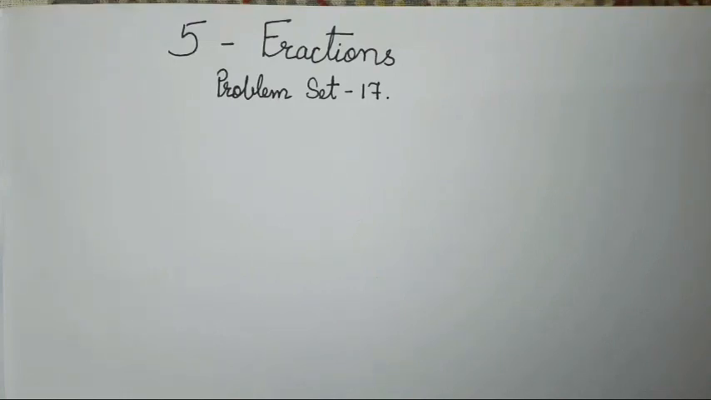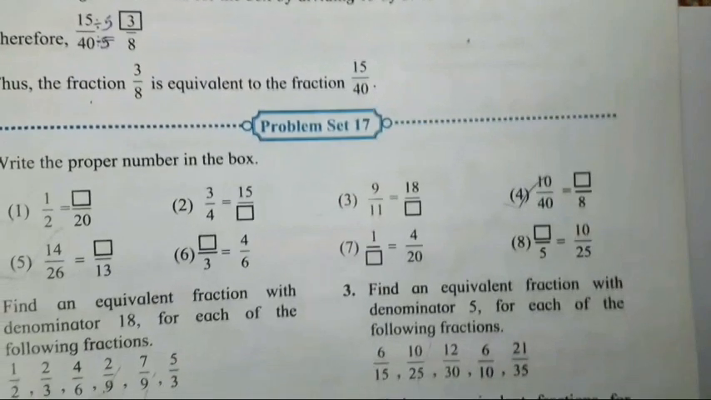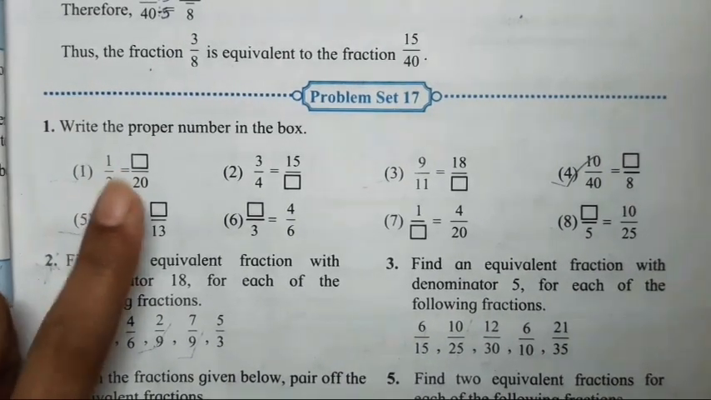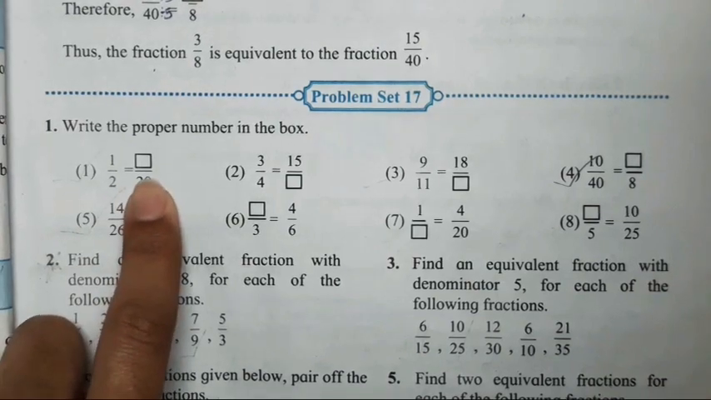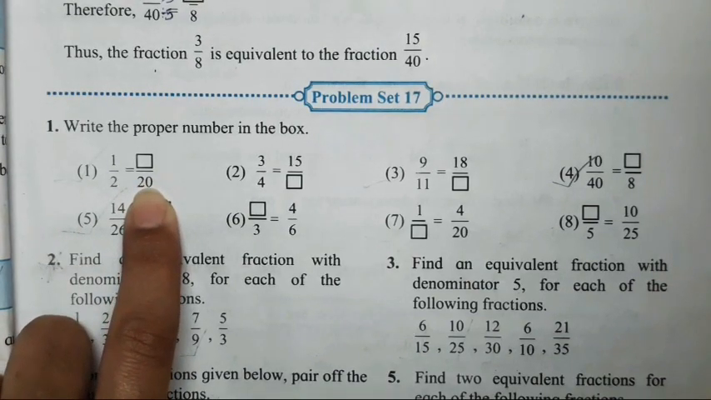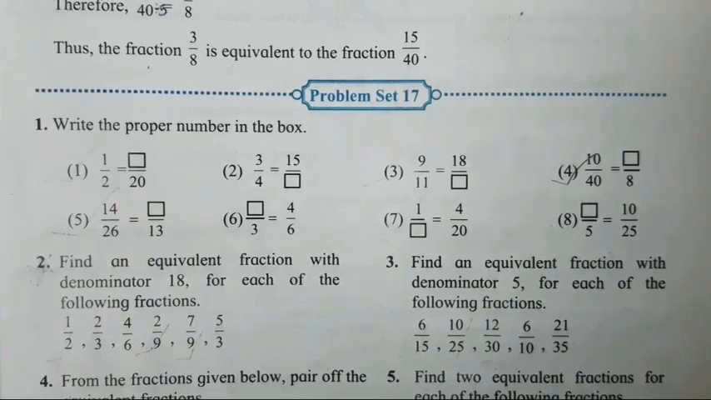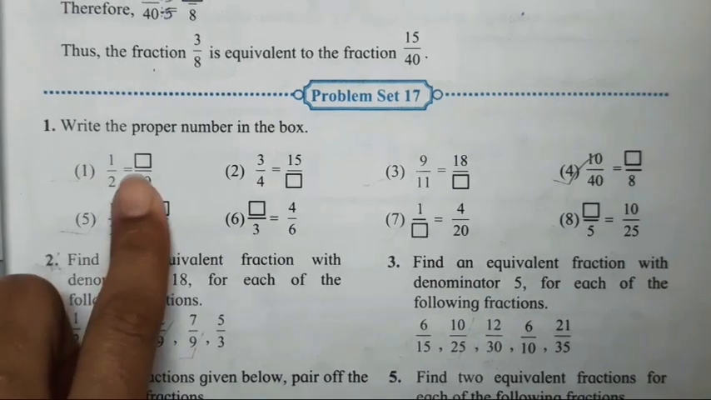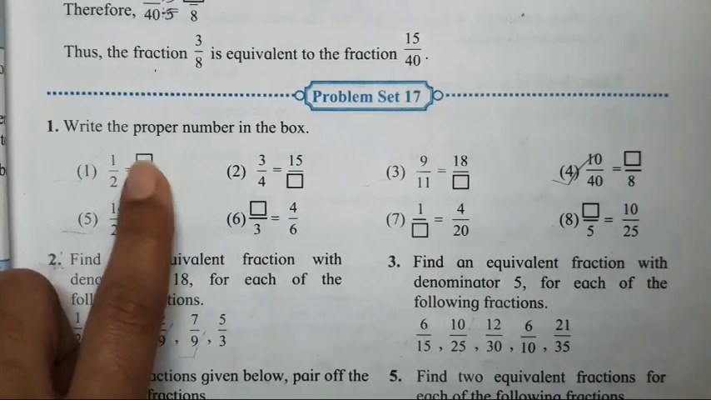Today we are going to study chapter number 5, fractions, problem set number 17. We are going to complete it in today's video. So in this exercise, we have to find a fraction. One fraction is being given to you. Using this fraction, we have to find the other fraction. Okay, so this is very easy, a simple multiplication and division method we have to use to get the answer, which is to be noted down in the box.